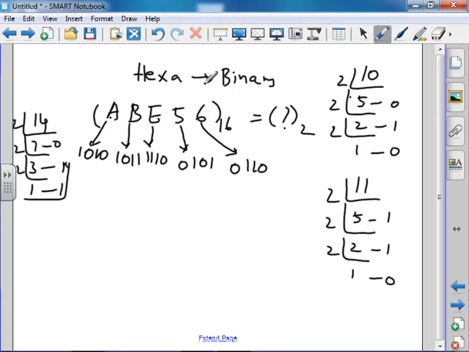So for A 1010, B 1011. So my question is, why have we written these numbers into 4-digit form? Because the last digit of the hexadecimal number is 15. So the maximum we will use is 1111. That is a 4-digit number. So we have written these numbers into 4-digit form: 1010, 1011.